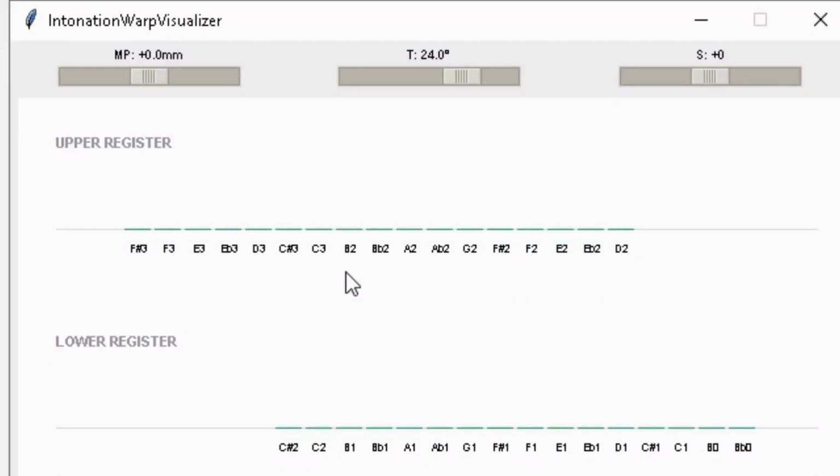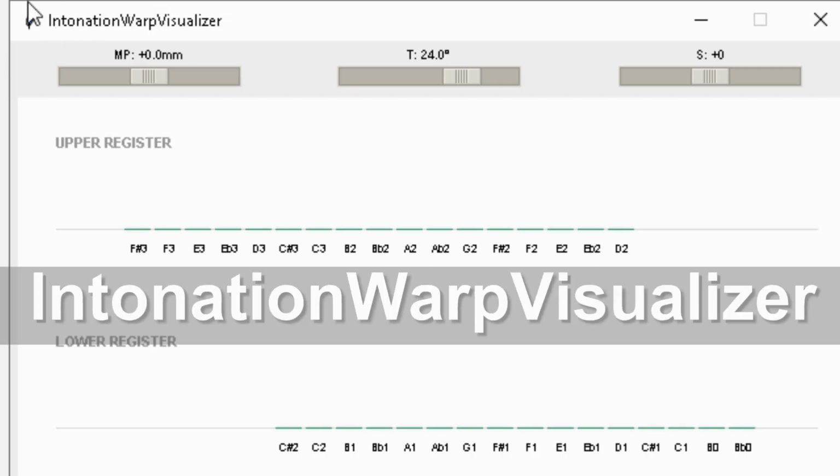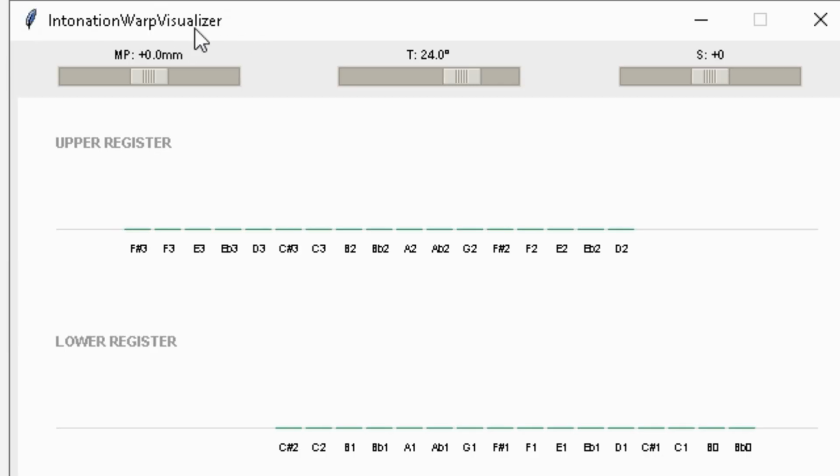Let me present to your attention, colleagues, a completely free utility to visualize the physical factors that influence saxophone tuning. The utility is called IntonationWarpVisualizer. Let's look at its interface.